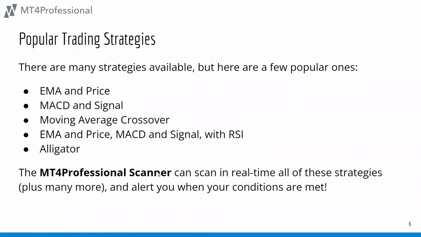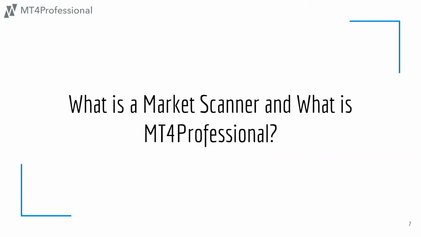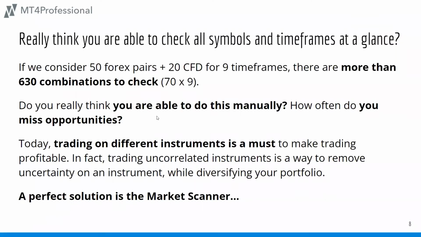The MT4 Professional Scanner can scan in real time all of these strategies plus many more to alert you when the conditions are met for a viable trade or an opportunity. So what is a market scanner? What is MT4 Professional? Well, if you look at all of the symbols and timeframes available to you on MT4, there's 54 FX pairs, 20 CFDs, 9 different timeframes. Putting it all together, that's more than 630 combinations.